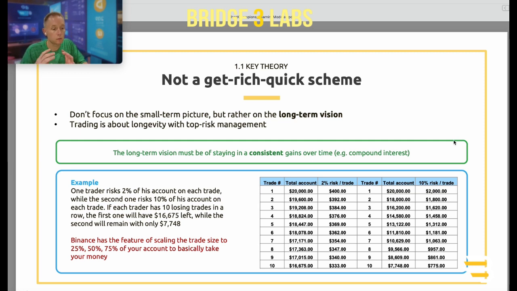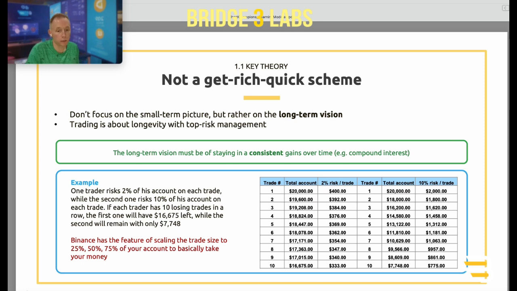The risk management is really, really key. I'm a big fan of ICT concepts or smart money concepts trading. And there are a lot of critics out there that say that school of trading is only so successful because of the risk management behind it. Well, okay, cool.